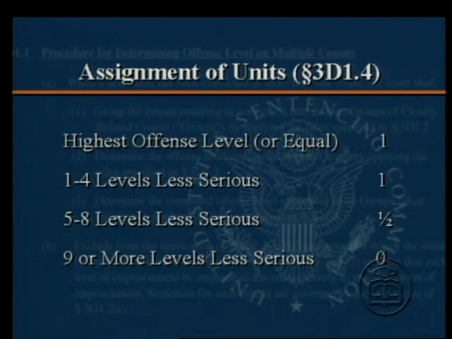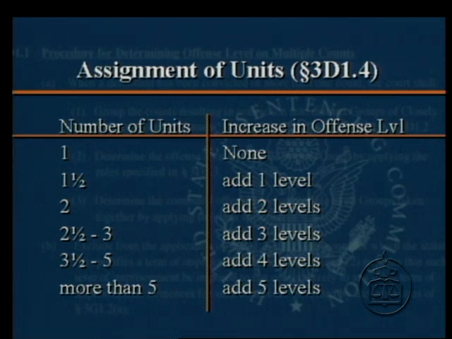And as you can see, you just go down the table depending on the levels that you have and add the corresponding number of units. Now, the Commission has decided that anything that is 9 or more levels less serious is probably less serious enough not to warrant additional punishment, and therefore you're not going to get any units for that. Once you determine your number of units, you're then going to plug them into the table. This is the mathematical equation that we referenced earlier, in order to determine how many offense levels you're going to add to the count that has your highest offense level.